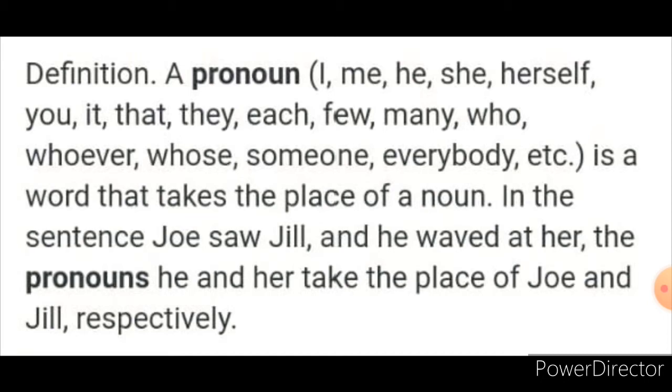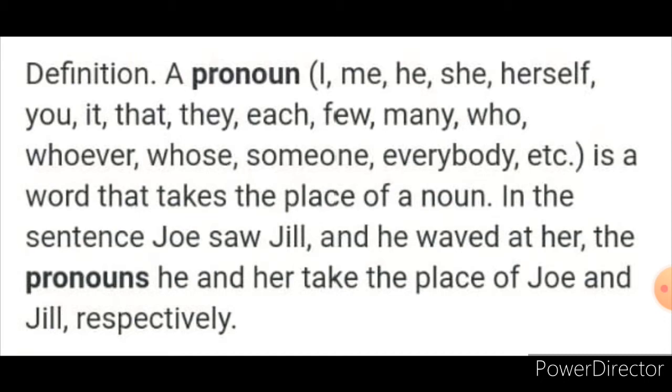Pronouns are divided into these categories. What are they? I, me, he, she, herself, you, we, they, etc. For the possessive pronouns, we can say mine, yours, hers, his, theirs, ours, yourself, herself, myself, and the relative pronouns are who, whom, whose, which. These are known as relative pronouns. In short form, you can say pronoun itself.